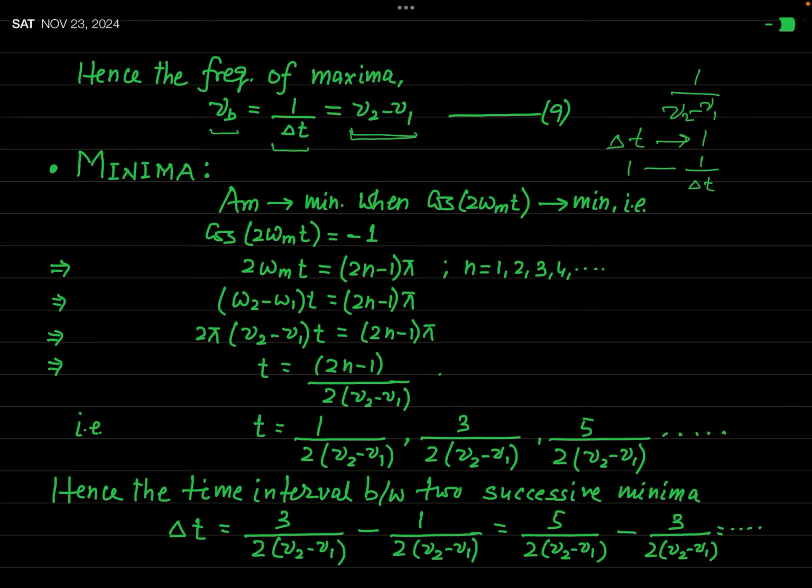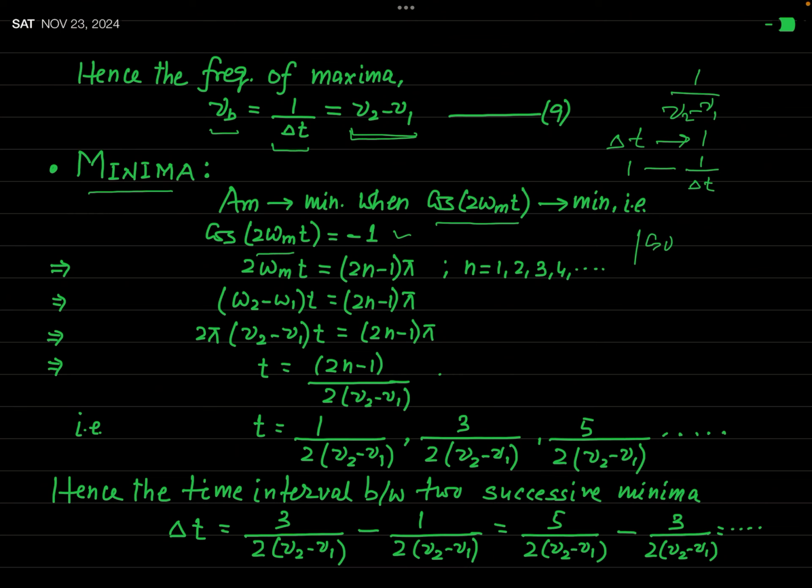Now in a similar manner, you can see the same results for the minima. That is, now we are going to find all those times at which the amplitude AM will become minimum. Again you can see the expression for the resulting amplitude. It will be minimum when cos 2 omega mt will be minimum. But you know the minimum value of cos theta is equal to minus 1. So the minimum value of cos 2 omega mt is equal to minus 1.